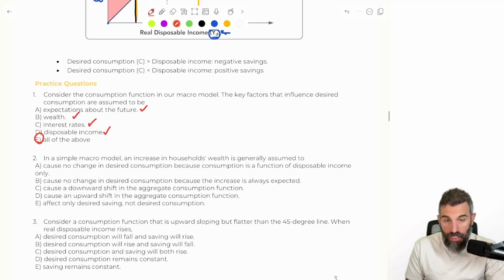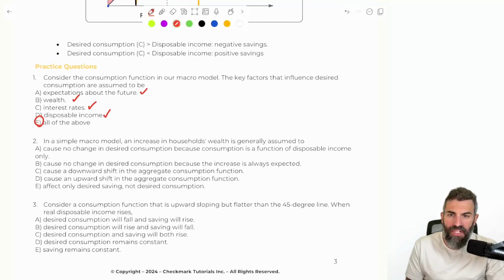Number 2. In a simple macro model, an increase in household wealth is generally assumed to what? We just talked about this. An increase in household wealth means we have more money to spend, so we consume more and we save more. So cause no change in desired consumption? No. Cause a downward shift? Cause an upward shift? Or affect only desired savings?